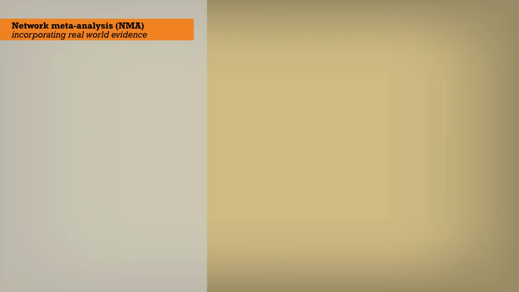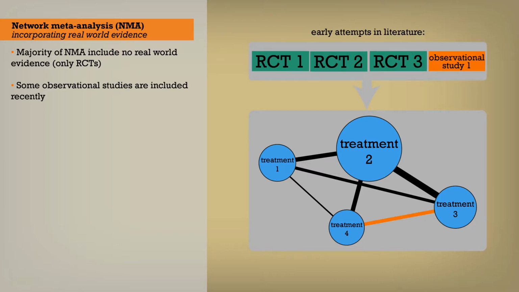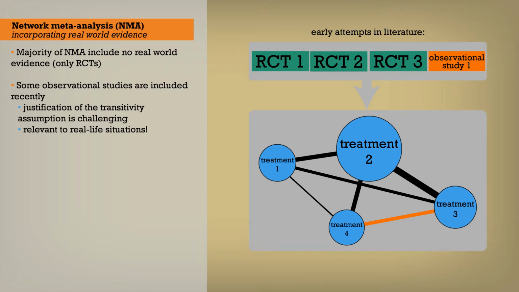To date, the vast majority of network meta-analyses include only randomized trials. Some early attempts to include real-world evidence from observational studies appear now in the literature. In such networks, justification of the transitivity assumption becomes very challenging. However, well-conducted, consistent networks that include observational studies can arguably provide information which is more relevant to real-life situations.